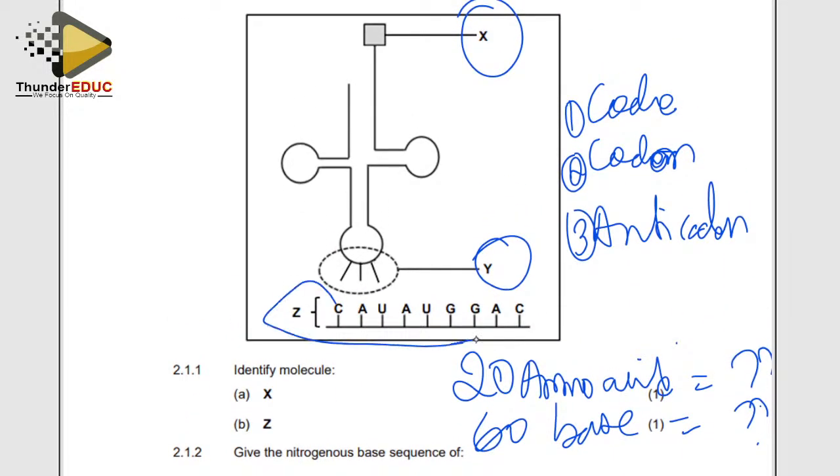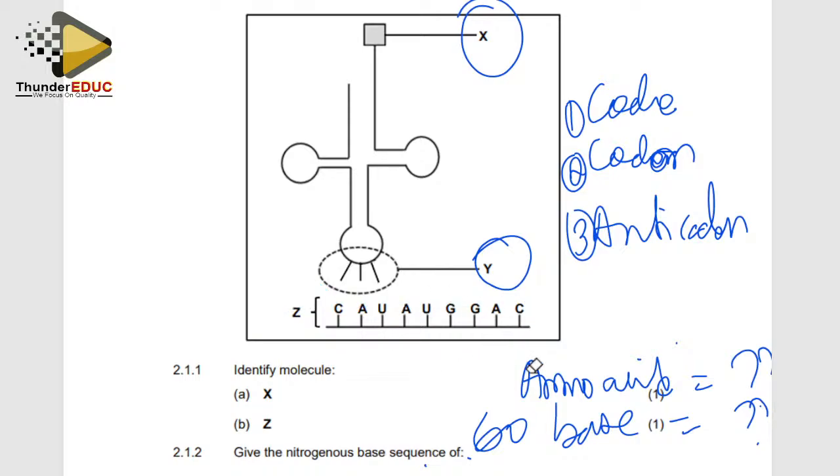So Z is messenger RNA. Then give the nitrogenous base sequence of the DNA triplet complementary to the mitochondrion. So now when we look at the mitochondrion, now I've rubbed it off. I don't see the answers. Where are you?